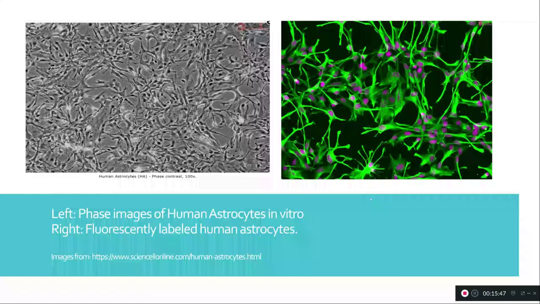Okay, and here are 2 final images to show you. This is a phase image. These are from Science Online. They sell human astrocytes, so these are some of their images. This is a phase contrast at 100 times. You can see all of these are individual astrocytes kind of branching together, and this is in a dish in vitro. And then here they are in a confocal setting where they've been stained and fixed. And I believe, I don't know for sure, but I believe this is GFAP stained, and then DAPI. DAPI would be the nucleus, and then GFAP would be the characteristic protein. Might be S100B, but it looks more like GFAP to me. So the glial fibrillary acidic protein.